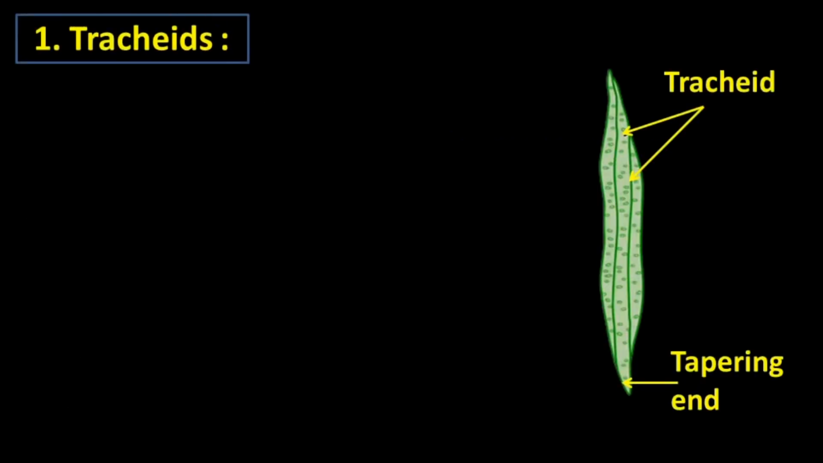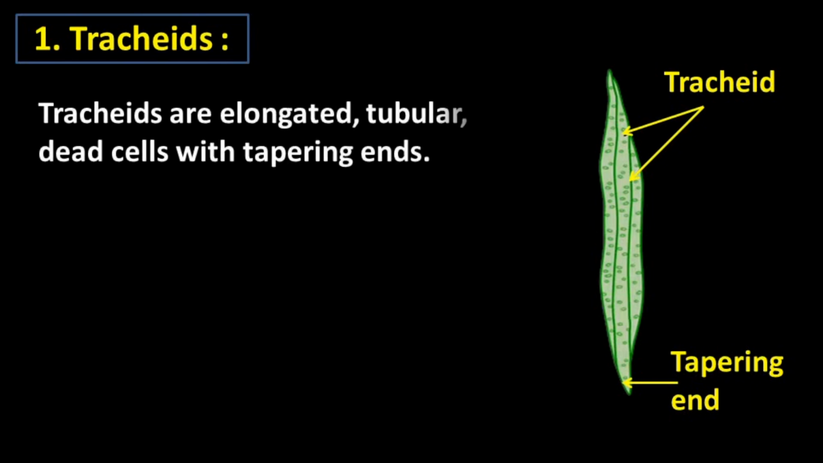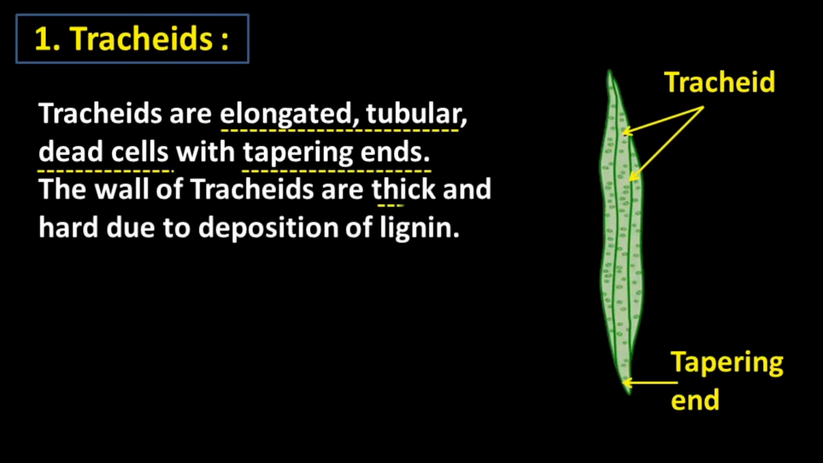Let's see tracheids. ये इस तरह से होते हैं. इनके लिए टेपरिंग एंड होता है. Tracheids are elongated, tubular, and these cells are dead with tapering end. So tracheids are elongated, tubular, dead cells with tapering ends. The wall of the tracheids are thick and hard due to the deposition of lignin. So this type of wall is known as lignified wall.